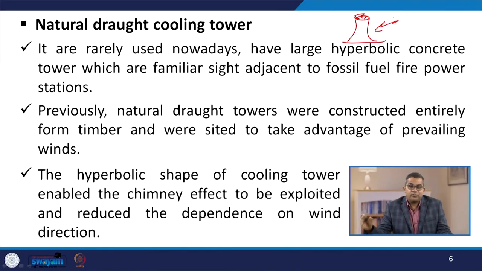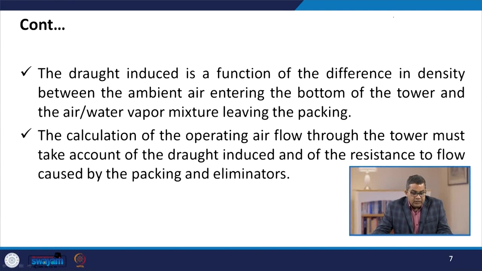Previously, these natural draught towers were constructed entirely from timber and were sited to take advantage of prevailing winds. The hyperbolic shape of the cooling tower enabled the chimney effect to be exploited and reduced the dependence on wind direction. That explains why they have such a special type of structure. The draught induced is a function of the difference in density between the ambient air entering at the bottom of the tower and the air-water vapor mixture leaving the packing.